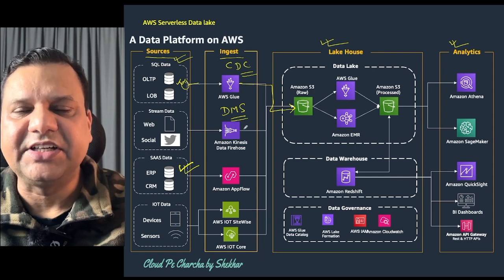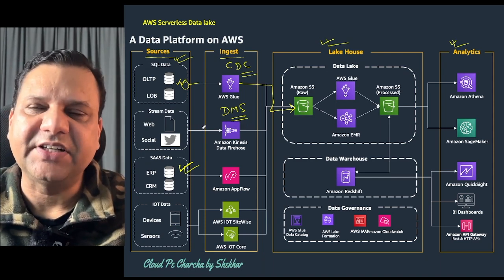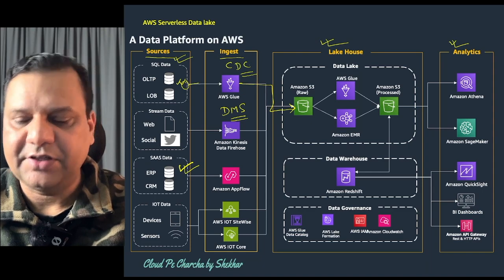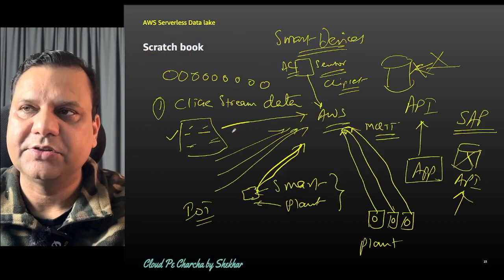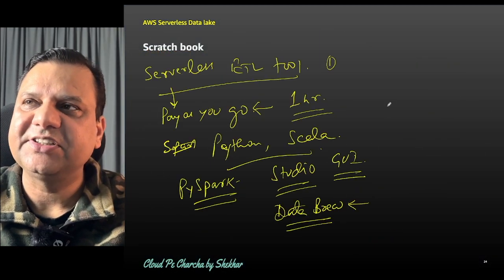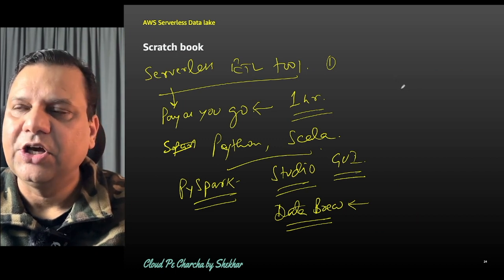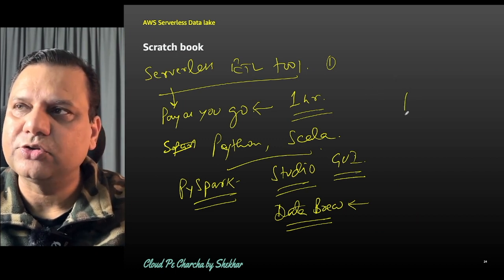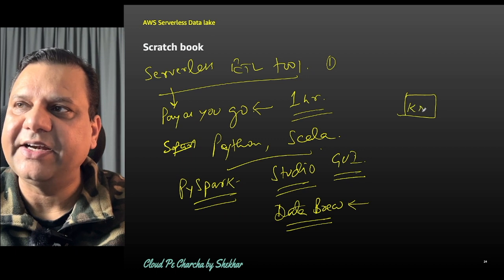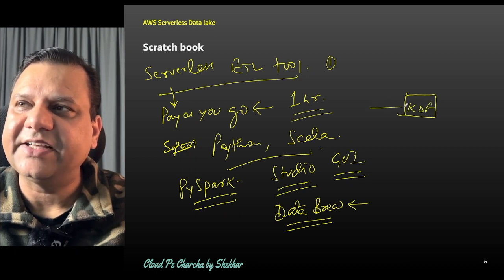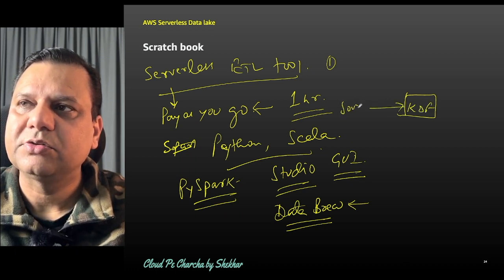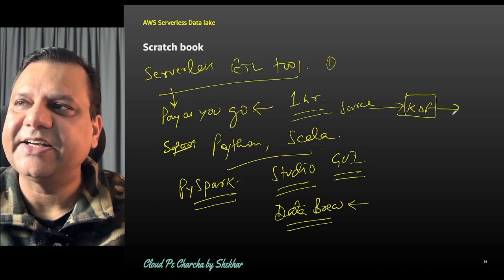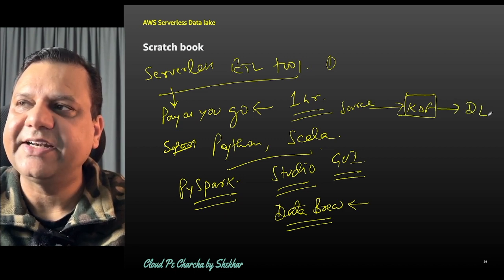Next comes the streaming part, the streaming data. For the streaming data, we have the Kinesis Data Firehose. So Kinesis Data Firehose, this is actually a streaming service which takes the data from the source. So suppose this is my KDF. KDF takes the data from the source and sends the data to the target, which is my data lake.